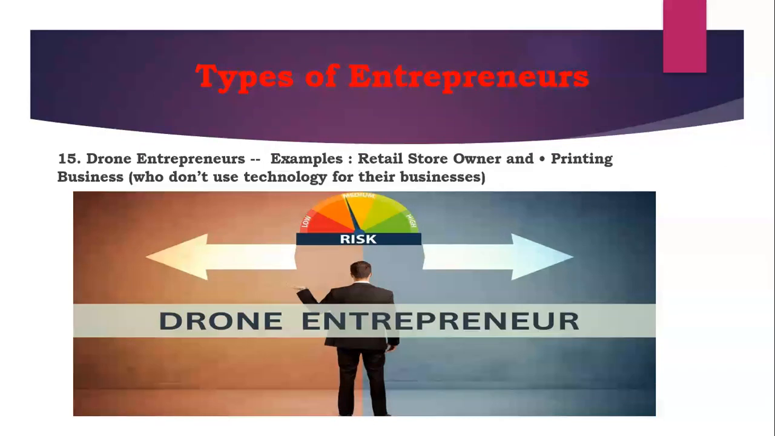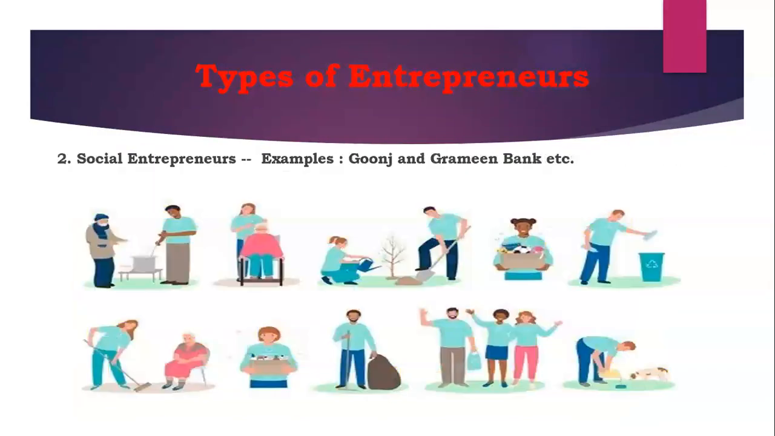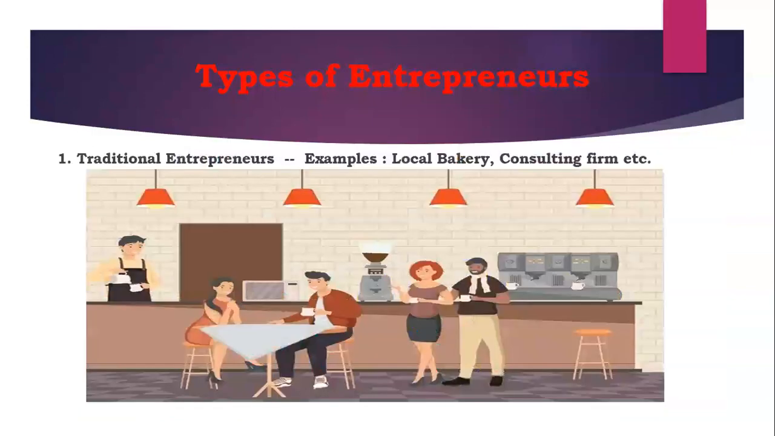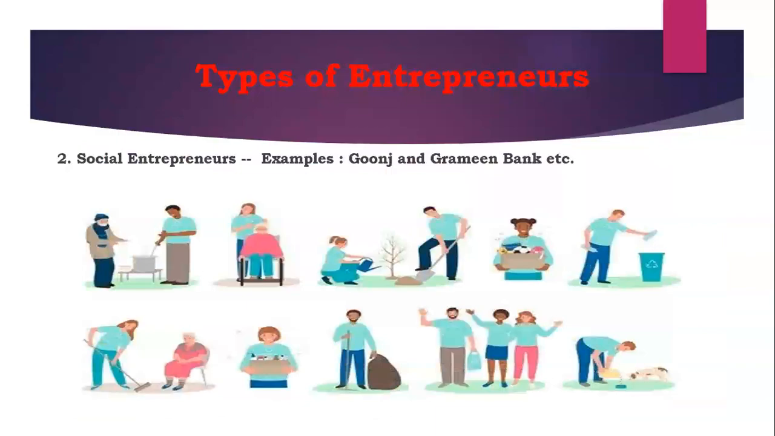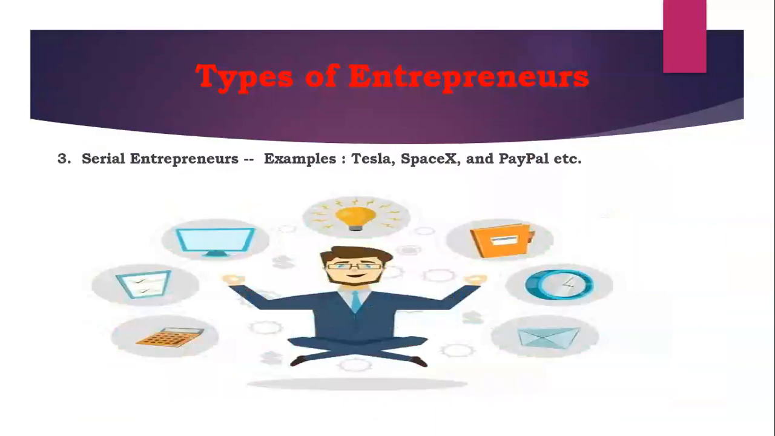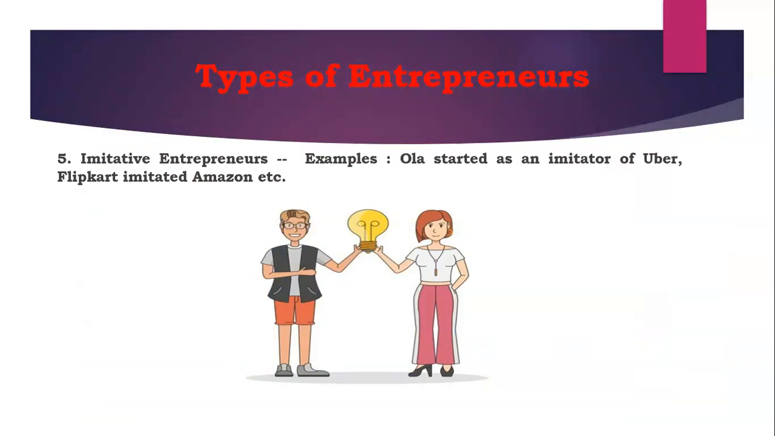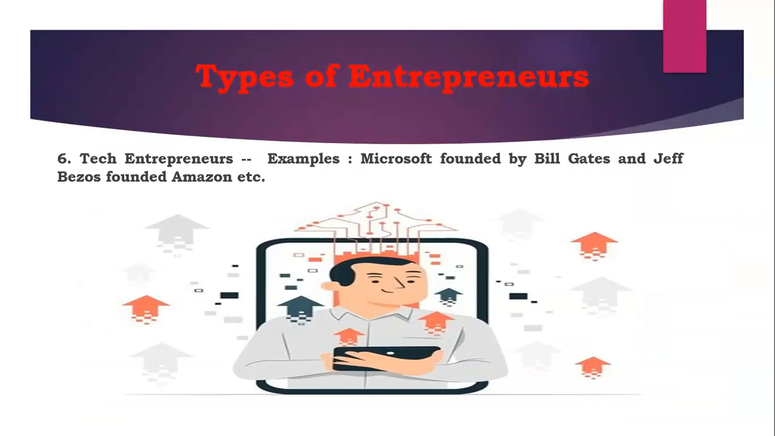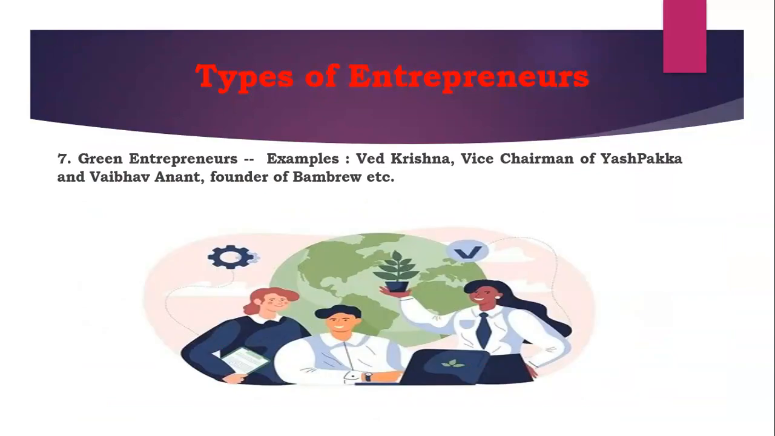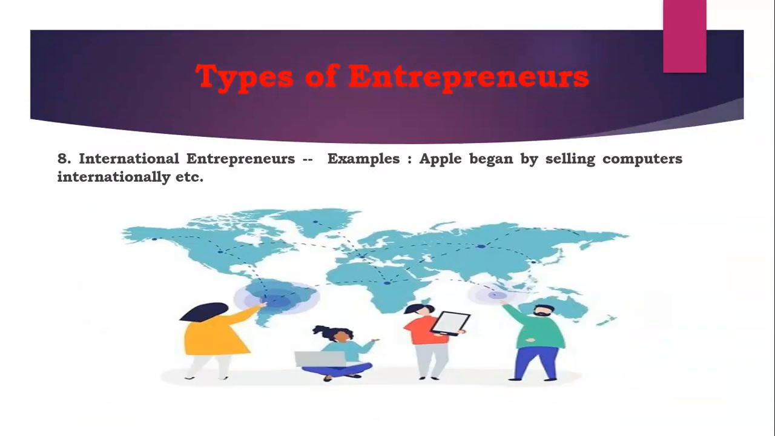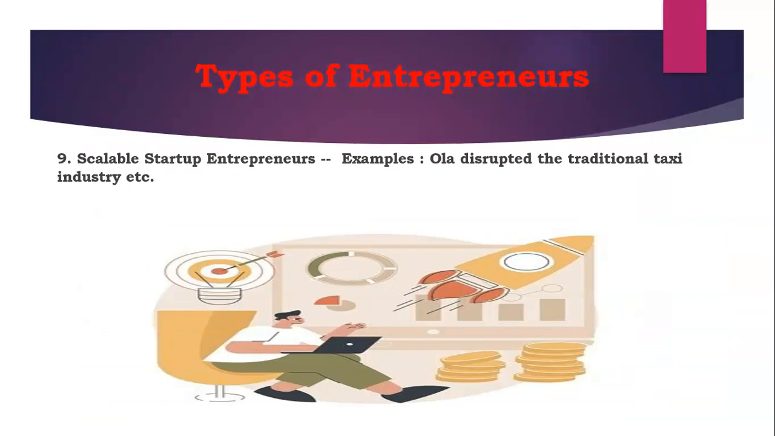These are the different types of entrepreneurs. One by one, I would like to go through them once again in a nutshell. The first one is traditional; the local baker is the best example. Social entrepreneurs always strive for social impact. Serial entrepreneurs, the best example is Tesla and SpaceX. They go for one idea first, and then they go for another idea, depending on their entrepreneurship design. Corporate entrepreneurs are not individuals, but employees of an organization. Imitative entrepreneurs go for imitation of another one. And tech entrepreneurs always use technology. Green entrepreneurs are always finding social and environmental impact. Green is nothing but environmental impact. Then international entrepreneurs first go domestic and then go international, then scalable.